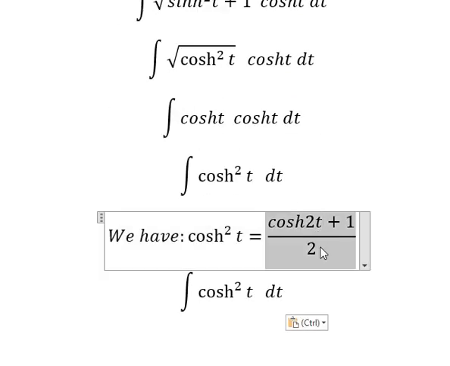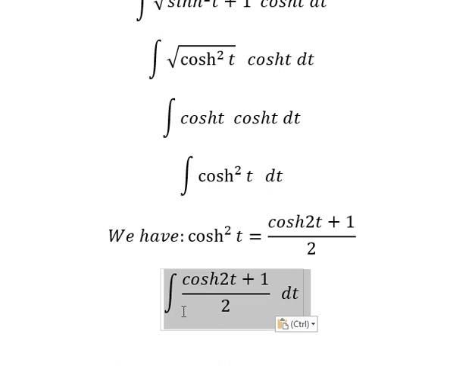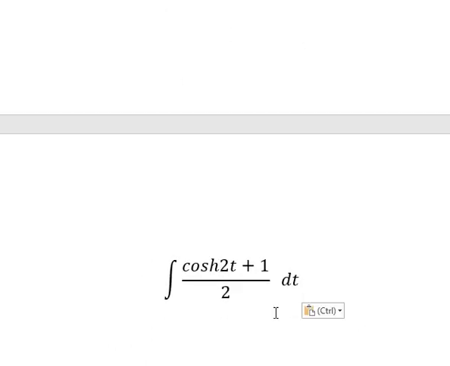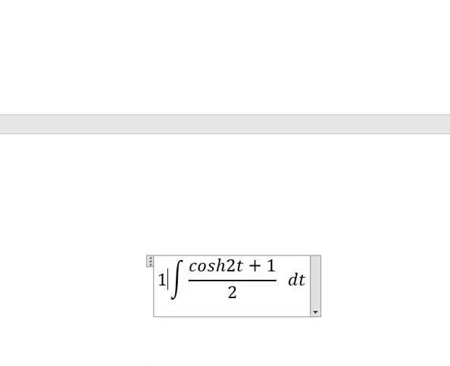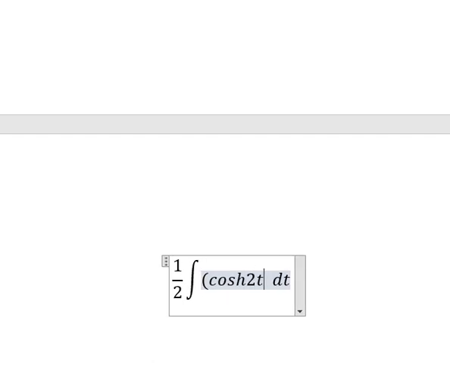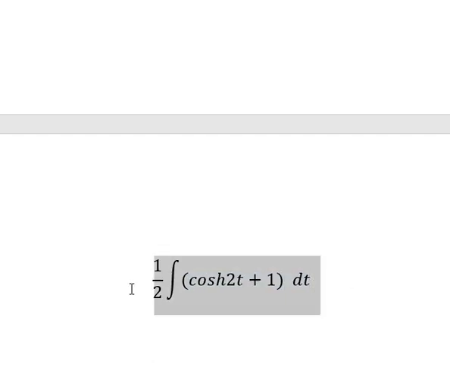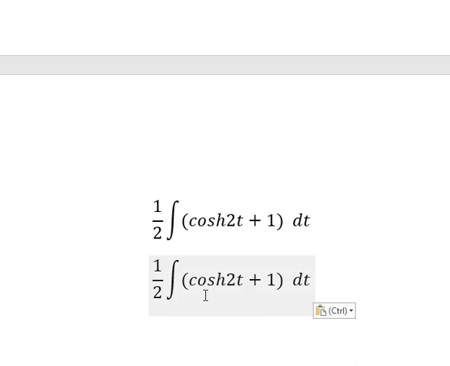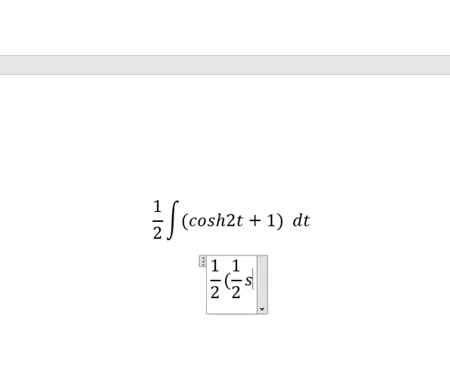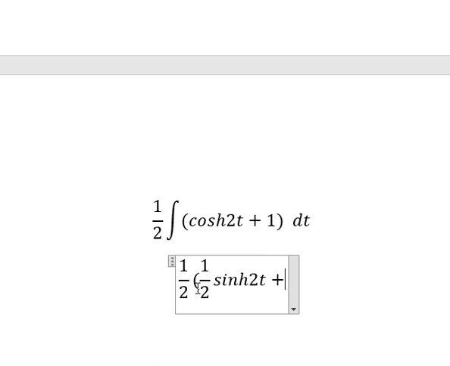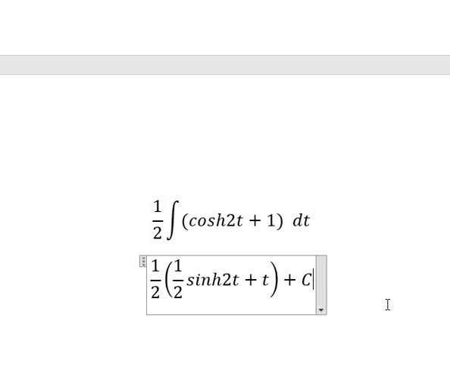Now I will put this one in here. So the number 2 I will put outside. The integration of this one, we have 1 over 2 sin 2t. The number 1, that is t. And I will put c.